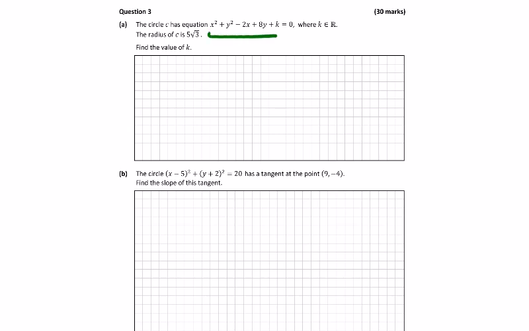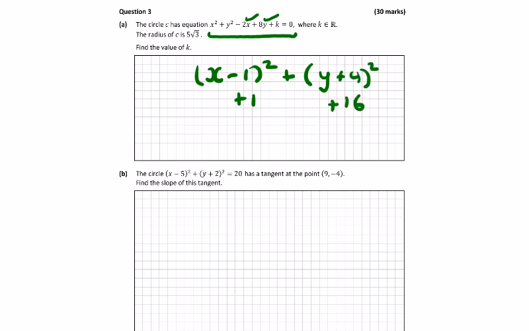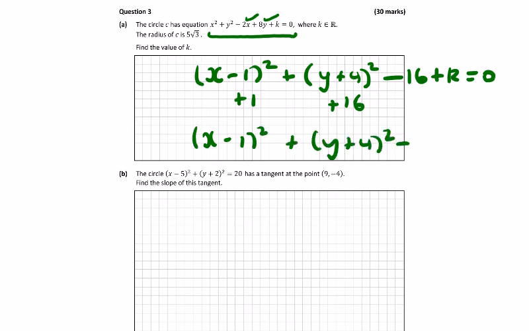We have another question where we're given the same kind of format, so let's manipulate it a little bit to make it a little bit easier. x squared and minus 2x is x minus 1 squared. We've brought in a 1 that we don't want. y squared and 8y is y plus 4 squared. We've brought in a 16 that we don't want, so we have to balance it off by taking away 16, and then the plus k is already there, equals 0. So we're going to get x minus 1 squared plus y plus 4 squared is equal to 16 minus k on the other side.